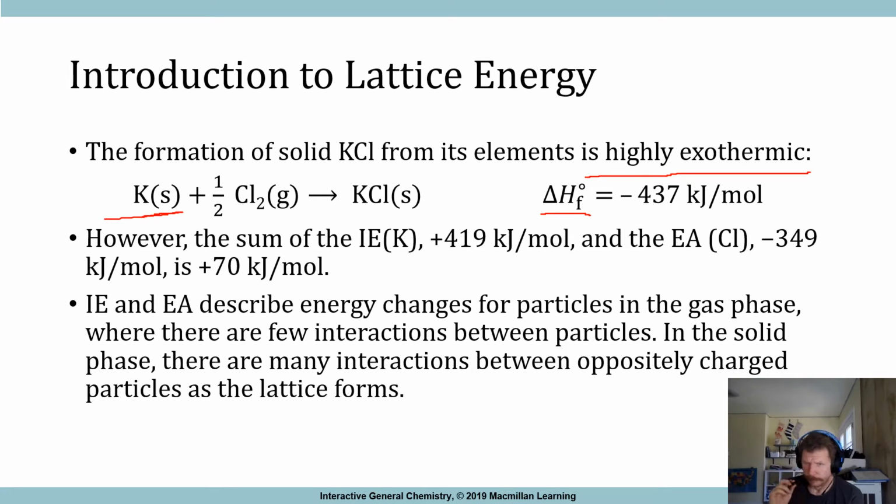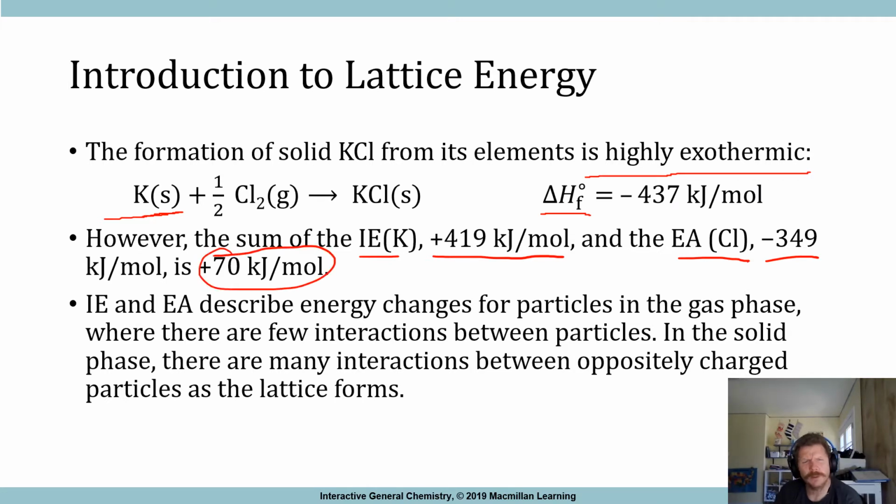However, the sum of the ionization energy for potassium, which is positive 419 kilojoules per mole, and the electron affinity for chlorine, which is negative 349, would be a difference of positive 70 kilojoules per mole.